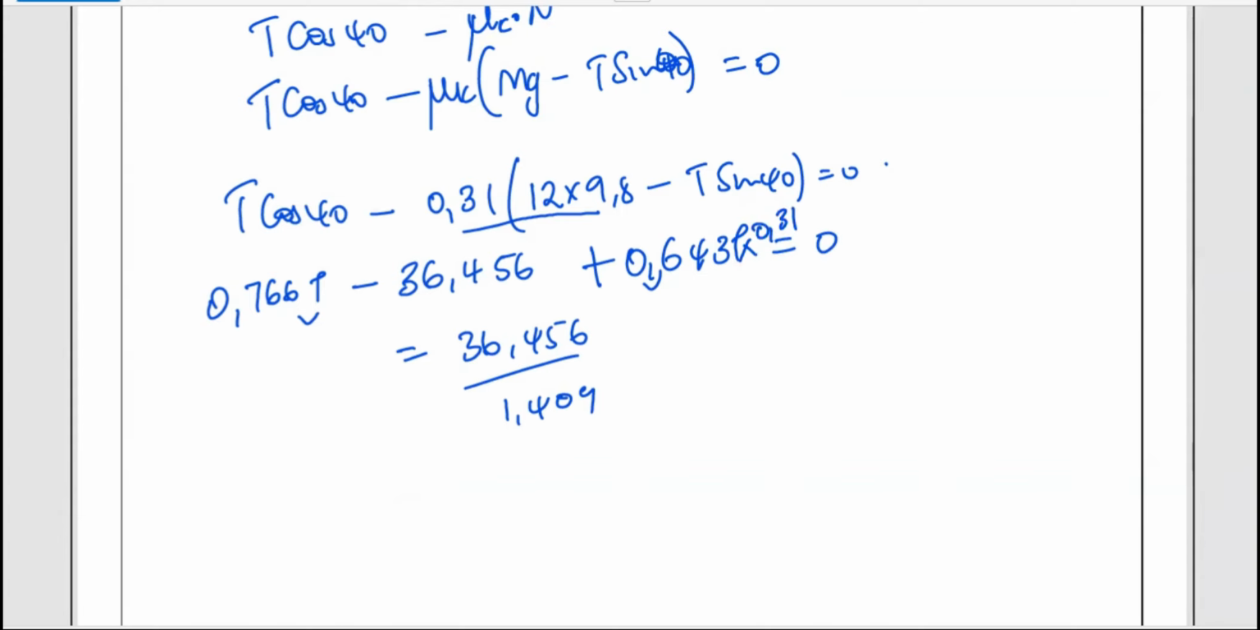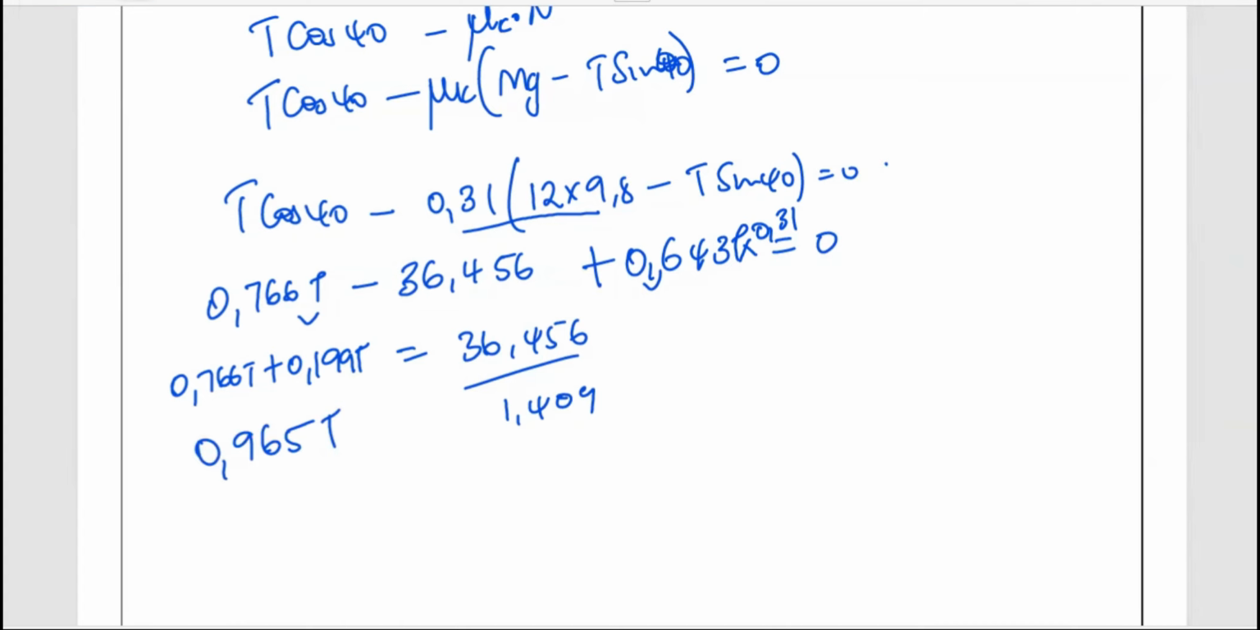Thank you very much. So 0.643 times 0.31, which is 0.199, so this is 0.766t plus 0.199t. Okay, when you simplify that, what do we end up with? We're going to have 0.965t. So instead of us dividing both sides by 1.4, we're just going to divide.